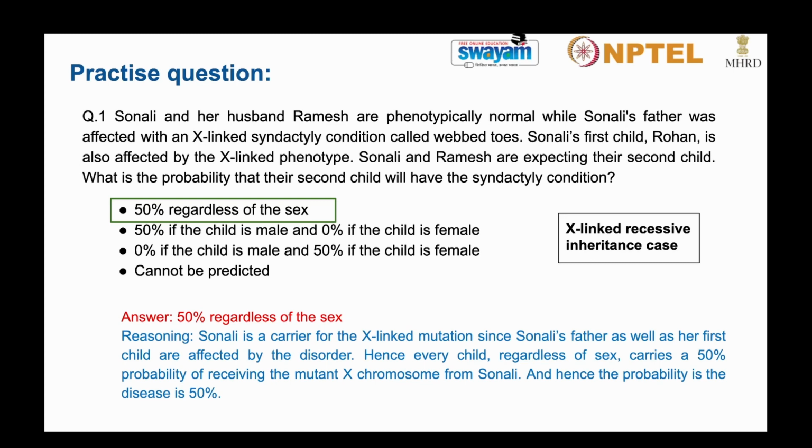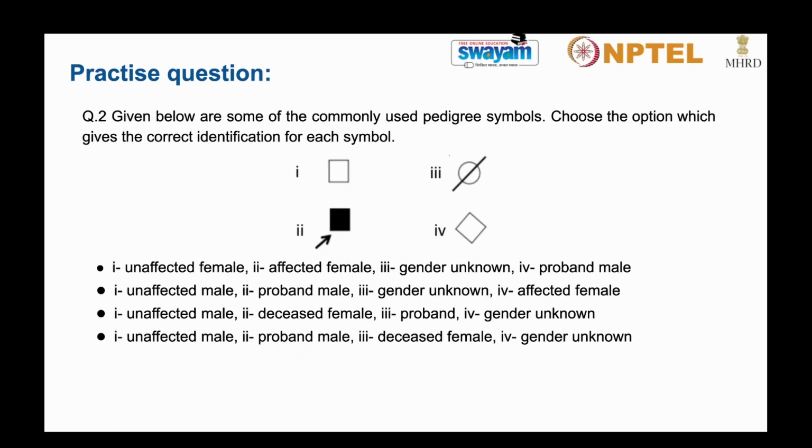Okay, so it is an X-linked recessive inheritance case. And now, very quickly, we'll see this question too, which says that there are some commonly used pedigree symbols and you have to choose the option which gives the correct identification for each symbol. So these are the symbols, and I hope you are aware of these symbols. Can you tell what the correct representation for these symbols is?